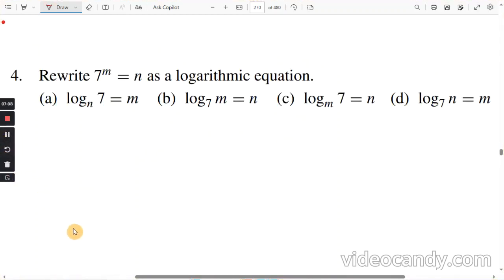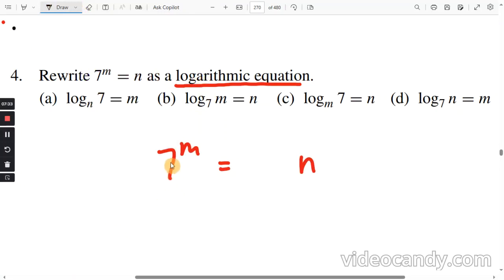All right, number 4. Now we're going the other way. We're rewriting the exponential equation as a logarithmic equation. 7 to the m equals n. I am going to leave some space because since I'm going to make a logarithmic equation, I need to take the log on both sides.